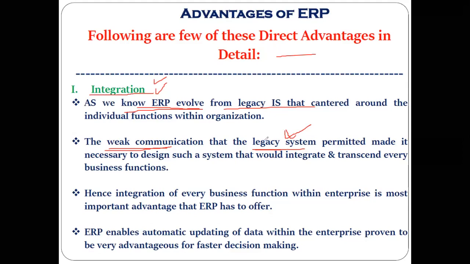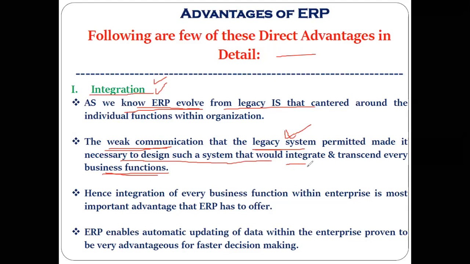Understood? Because of that, changes were necessary, and the changes were done by designing an information system which will integrate the different business functions. So the first three stages that we saw in the evolution, if you see that lecture again, you can see there was no integration.